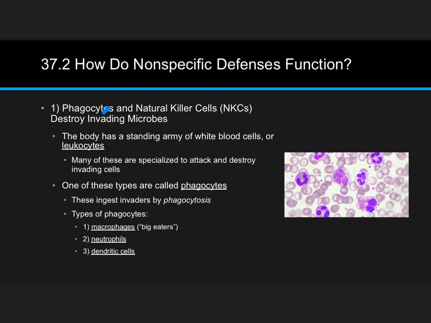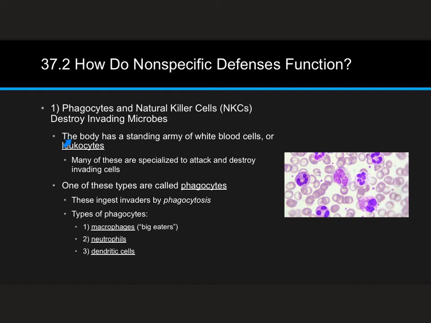We have 2 types here that we're going to talk about: phagocytes and natural killer cells, which you will see abbreviated NKCs, which destroy invading microbes. Over here you have a picture of kind of what this looks like. I think these ones are phagocytes. Maybe they're natural killer cells. I can't remember. But you've got a picture of them. These are red blood cells in the background, so you can see the relative size difference. These small little pieces are probably bacteria or other pathogens that these cells are trying to go in and destroy.